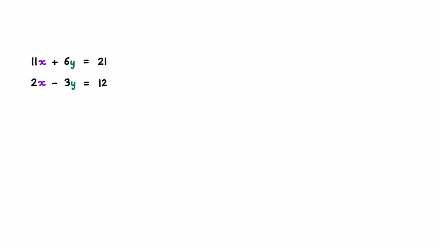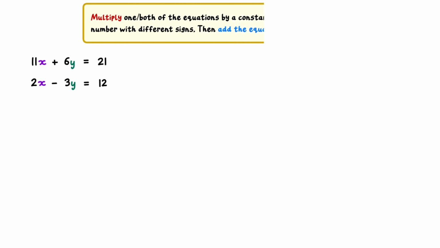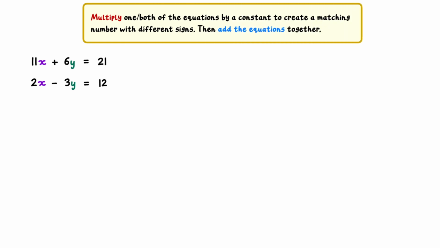Let's say we need to solve for x and y in the pair of equations 11x plus 6y equals 21 and 2x minus 3y equals 12. The strategy is to multiply one or both of the equations by a constant to create a matching number with different signs. Then we'll add the equations together.